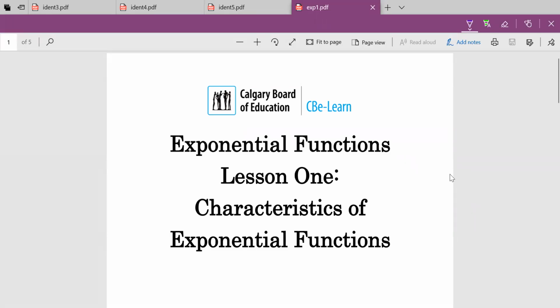Hello, 30-1s. Here is the first lesson in our new unit, which is going to be all about exponential functions. What we're going to look at today is the graphs of these functions.